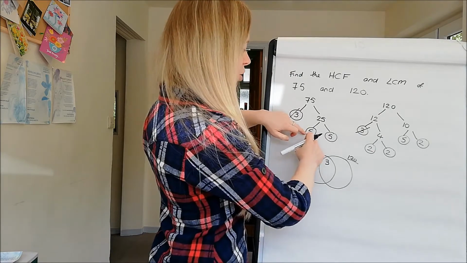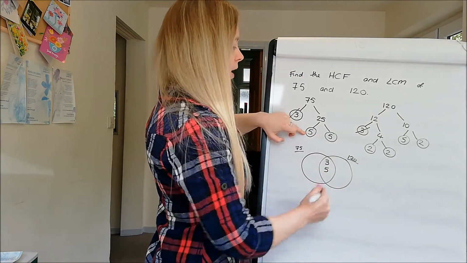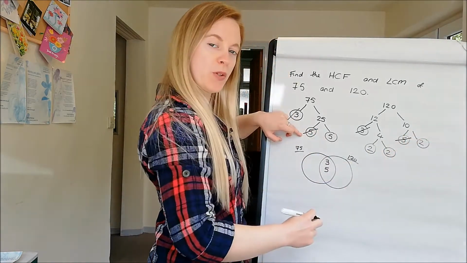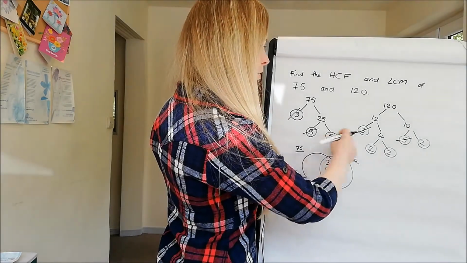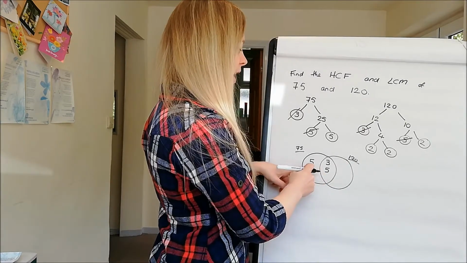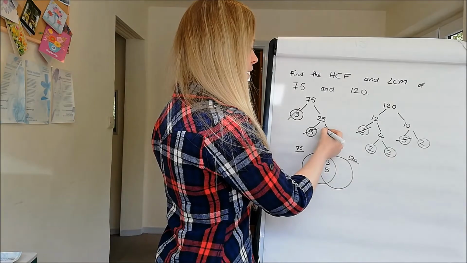They've also each got 5, so I'll put 5 in the middle of the Venn diagram, and I'll cross it off that one, and I'll cross it off that one as well. Then this one has an extra 5 that one doesn't have, so I'll put 5 on this half because only 75 has that extra 5. And then I'll cross that out.